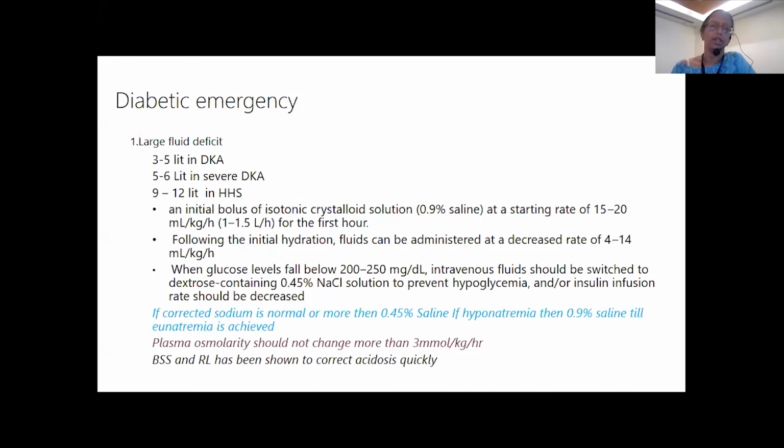And last is the diabetic emergency. There is a huge fluid deficit, from 3 to 5 liters, and it can go up to 9 to 12 liters. Of course, in case of a high blood glucose, we always have to see the corrected sodium. If the corrected sodium is high or normal, then we can use a hypotonic fluid. If it is low, we can use 0.9%. And we should be very careful that we don't cross the limit of 3 milliosmoles per liter per hour of change in osmolality. There is also a very interesting fact: in different trials, we have found that if we use a balanced salt solution and Ringer's lactate instead of saline, we could correct the acidosis quickly. So we can judiciously combine these two. Starch does not have much role in it, and neither does albumin.